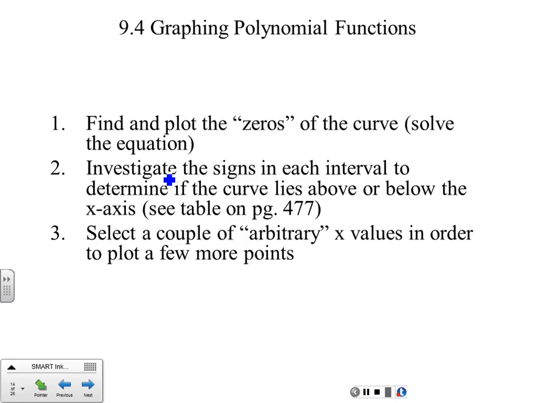And then select a couple of arbitrary points. I don't even care to do this. The main two things that I want you to do is, number one, be able to find the zeros, get them on the x-axis. And number two, figure out if it starts in the positive or the negative and snake it through. Okay? We'll do the rest in calculus because the rest of it's easier in calculus anyway.